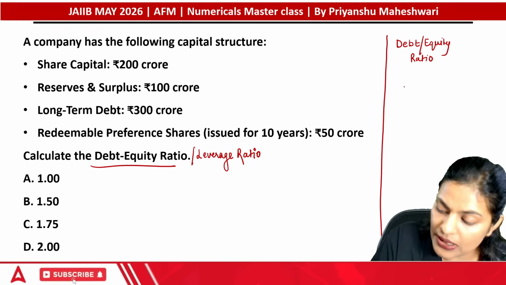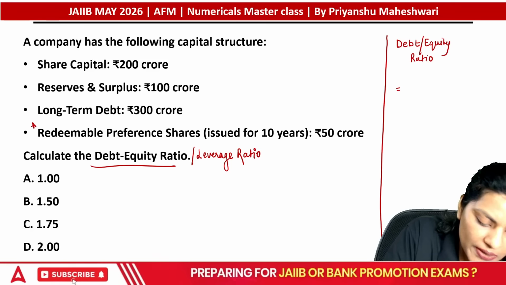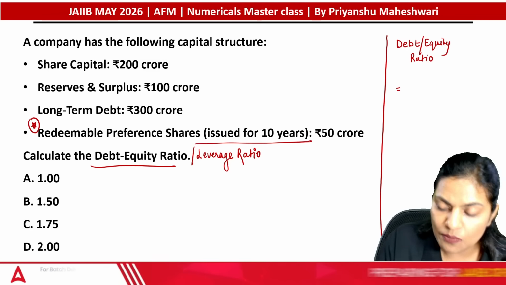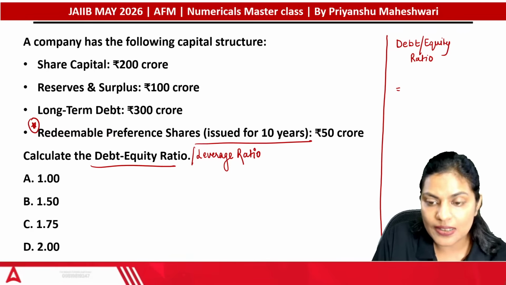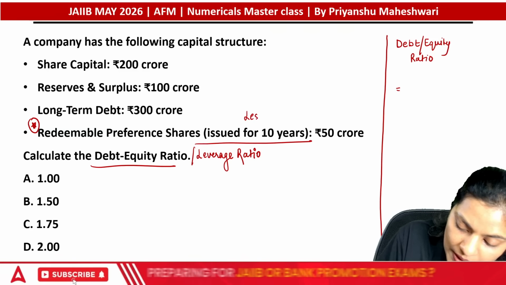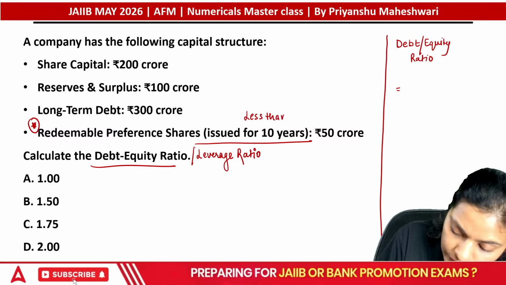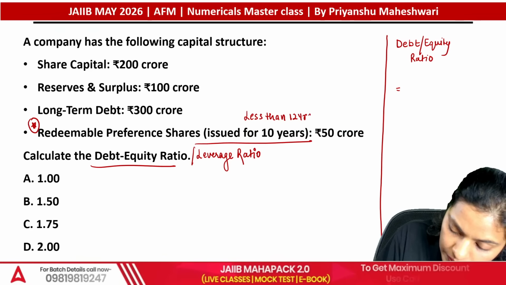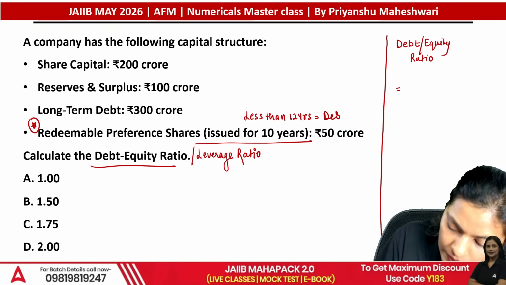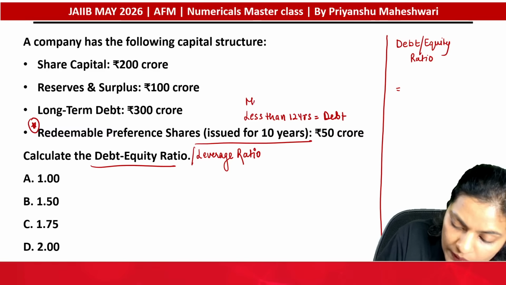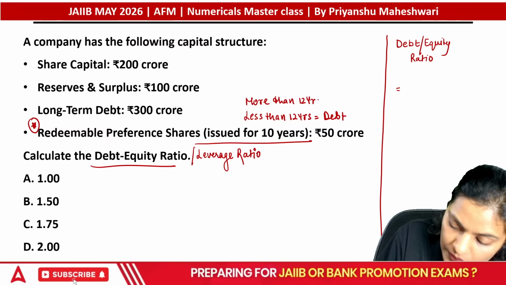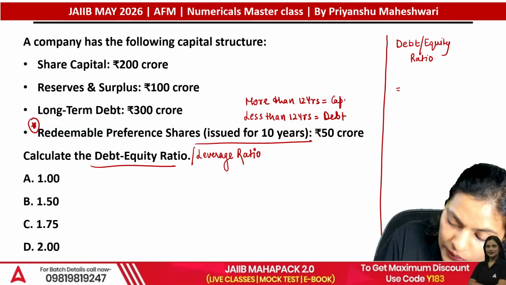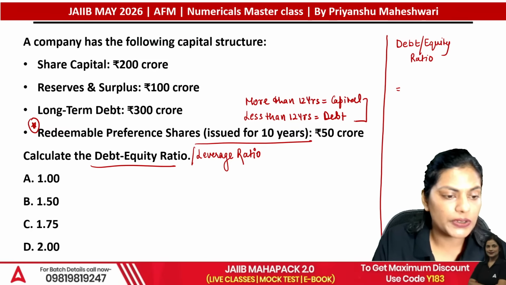Now, how much is your debt? The key point over here is redeemable preference share. Is it more than 12 years or less than 12 years? If it is less than 12 years, it will come under the category of debt, and if it is more than 12 years, then it will be added, it will be part of capital. That's the key thing over here.